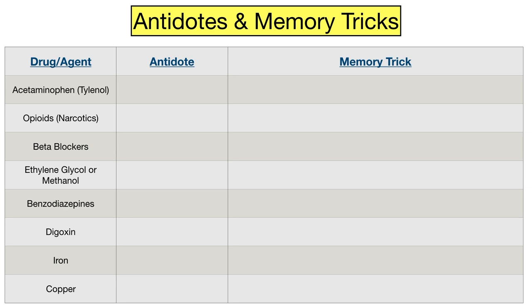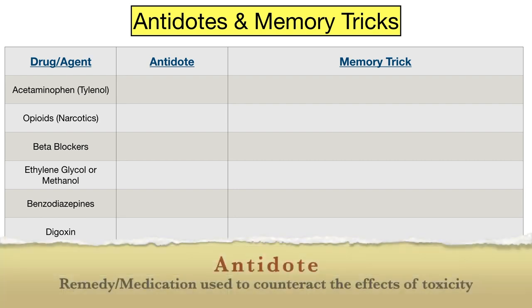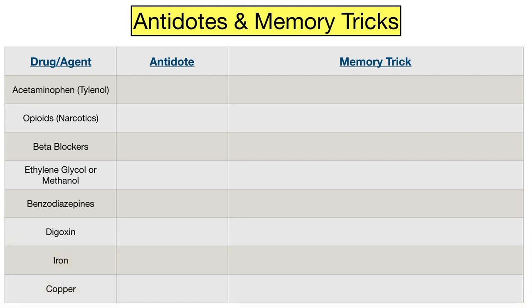Today I'm going to show you simple memory tricks that will help you remember common antidotes that show up on medical and board exams and that you might encounter in practice. Remember, an antidote is a remedy or medication given to counteract the effects of poison, toxicity, or overdose. Antidotes frequently pop up on exams, but they can be easy to forget, so I want to come up with a simple way to help you remember them.